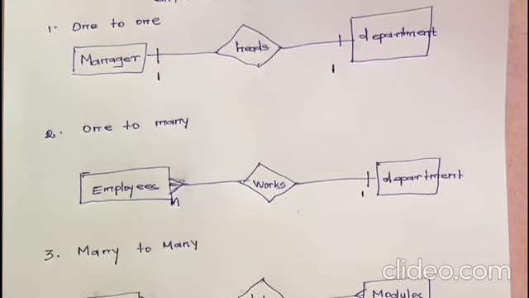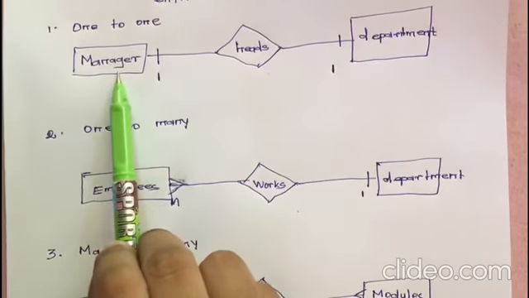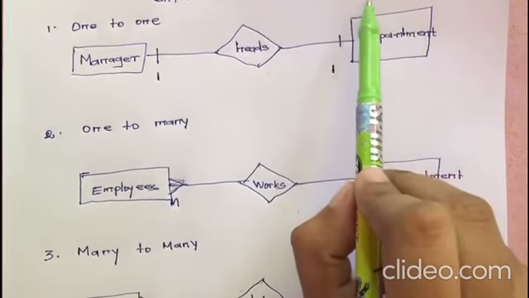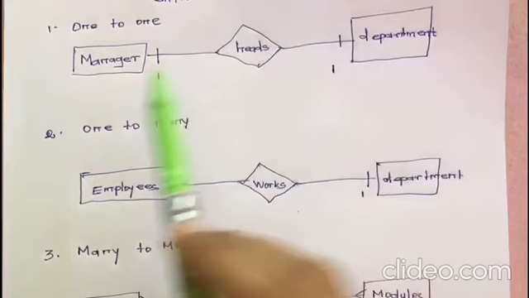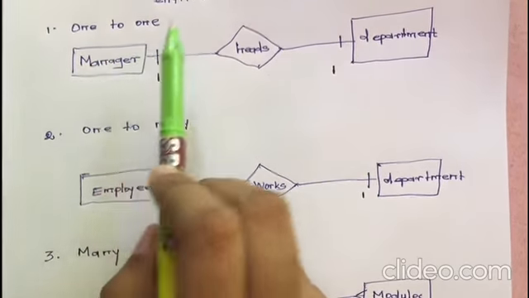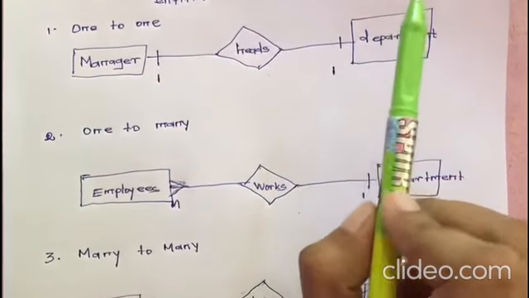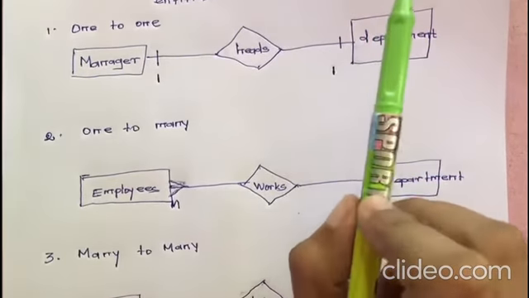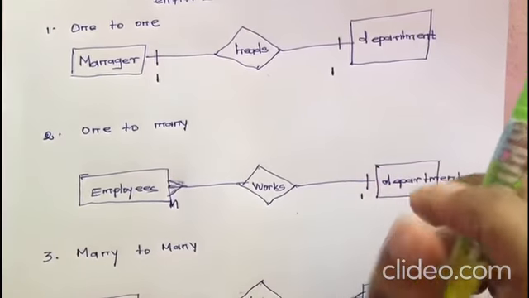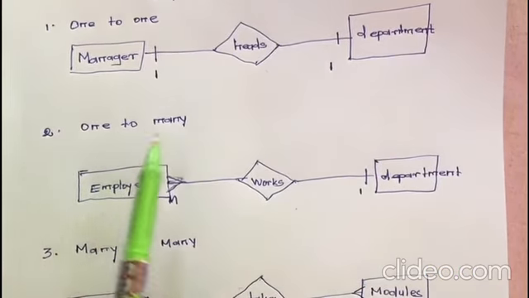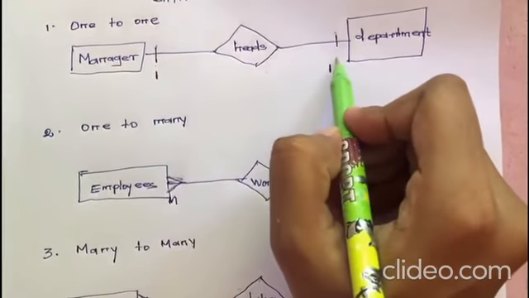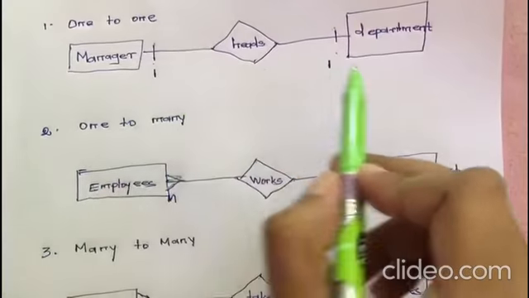If one instance of the first entity can correspond to only one instance of the second entity, it's called a one-to-one relationship. A manager heads one department, and one department can be managed by only one manager at a time. This is called a one-to-one relationship, denoted using this notation or else using this number.